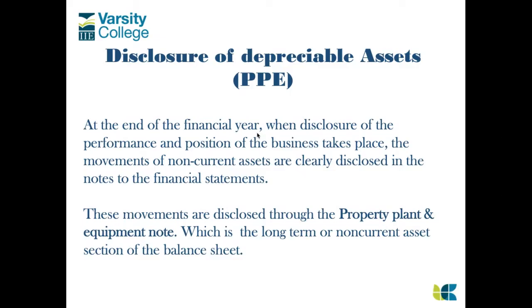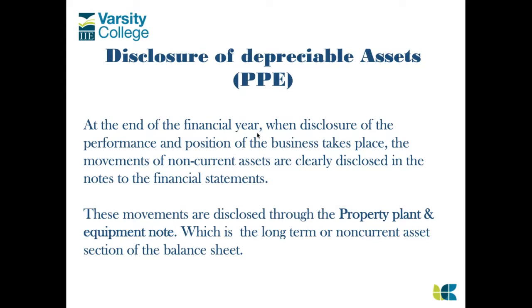Here now we're talking about disclosure of depreciable assets. Remember I spoke about the property, plant, and equipment statement that you get in your financials. Here they're saying that at the end of the financial year, when a disclosure of the performance and position of the business takes place, remember, we do performance via the income statement, position via the balance sheet, the movements of non-current assets are clearly disclosed in the notes to the financial statements. So the PPE is one of those.